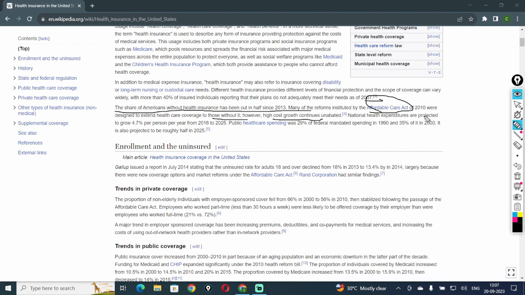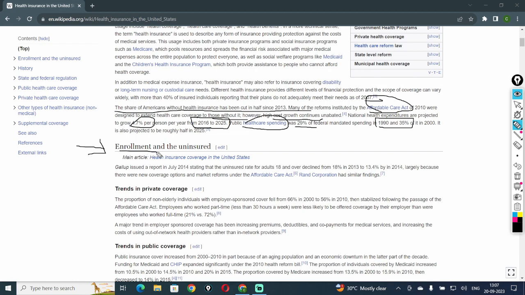National health expenditures are projected to grow 4.7% per person per year from 2016 to 2025. Public health care spending was 29% of federally mandated spending in 1990 and 35% of it in 2000. It is also projected to be roughly half in 2005.